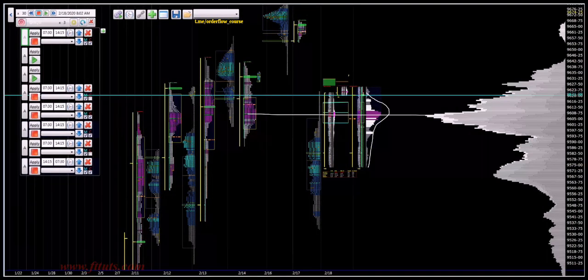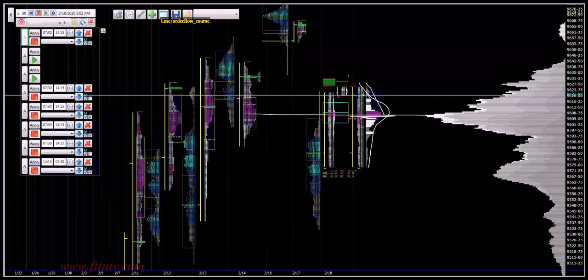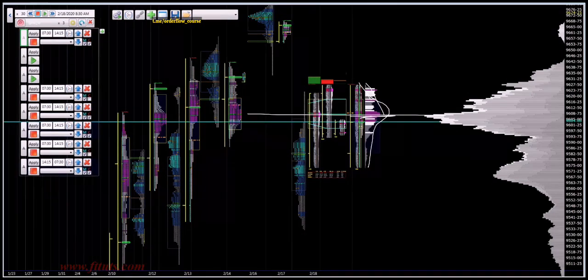Okay, so if we go through B period, we've repaired a little bit of that. We got higher prices, but see how the profile has actually repaired, and the point of control is now more in the middle. Now, after that B period finished, we're into C period. Notice how at the top of the profile, it's really chunky here. There's lots of volume up here. Again, not much volume down here.